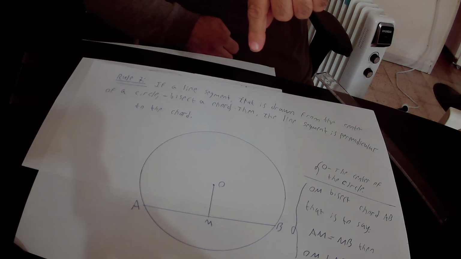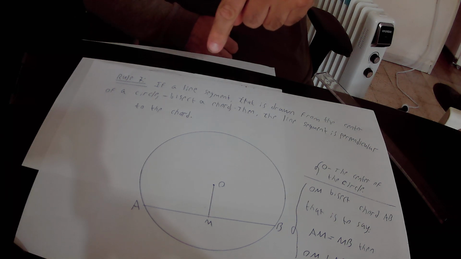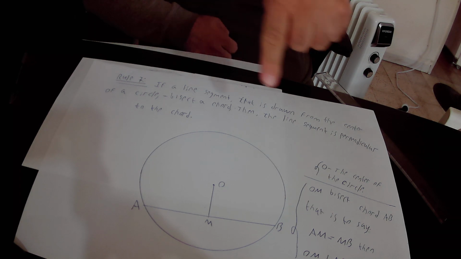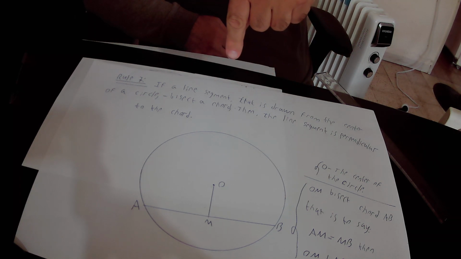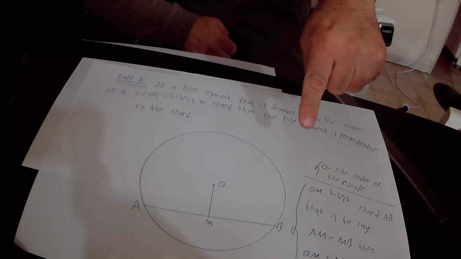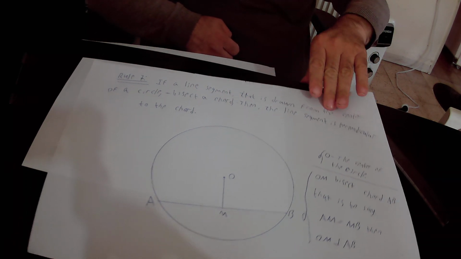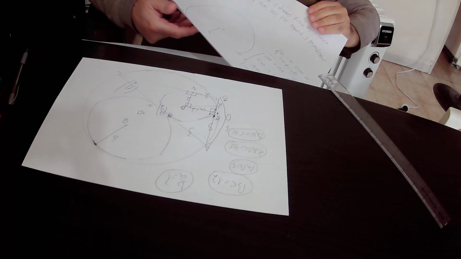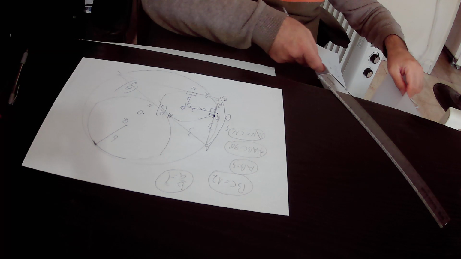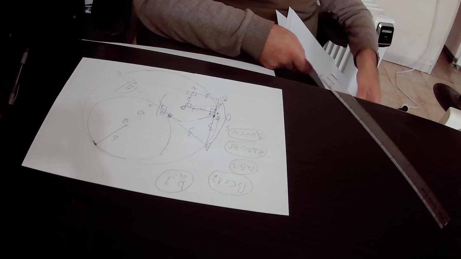Whenever you have a line segment from the center of the circle that bisects a chord, the line segment will also be perpendicular to the chord. Here, OM that bisects AB will also be perpendicular to AB. So we can implement rule number 7 in our drawing.